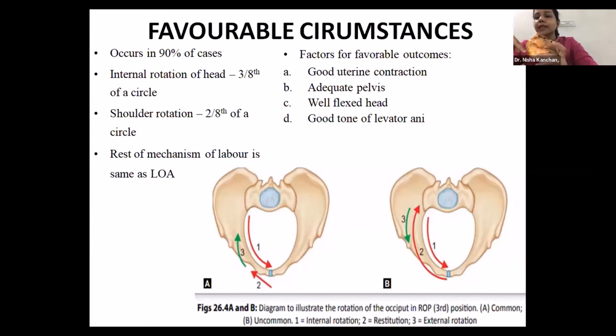Adequate pelvis: if the spinous diameter is not adequate, the head can get stuck. Deep transverse arrest: both the spines are pressing against the baby and not letting the baby rotate anteriorly. And if it is a deflexed head, I told you, if this part touches, it goes in for face to pubis. So these 4 factors are important for your long rotation, favorable circumstances. There have to be good uterine contractions. The pelvis should be adequate. The head should be well flexed. And there has to be good tone of levator ani. If that is there, there is 3/8 of a circle rotation of the occiput, which is a very favorable outcome for occipito-posterior. Next slide.